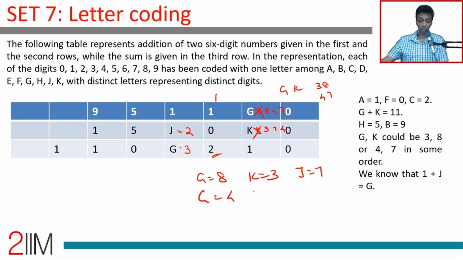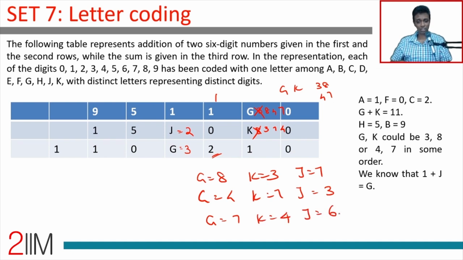G could be 4, in which case K would be 7, and J would be 3. This is also fine. There is no other letter that is 7 or 3. Or G could be 7, in which case K would be 4, J would be 6. 6 is also not taken by anything.